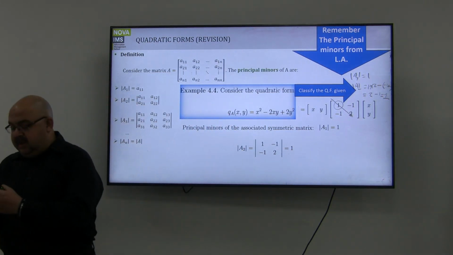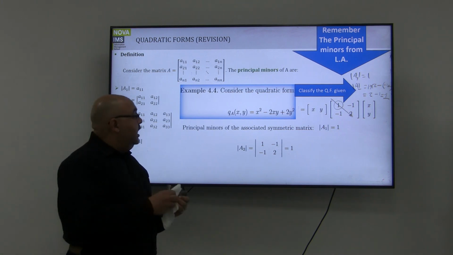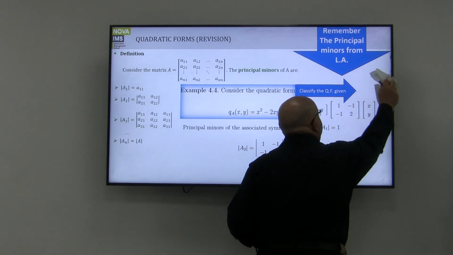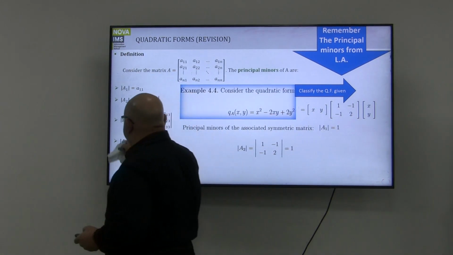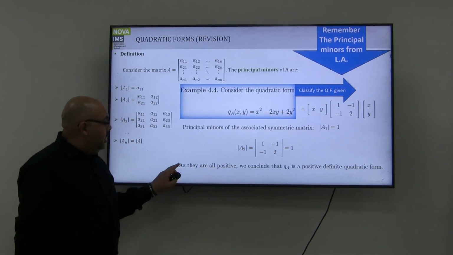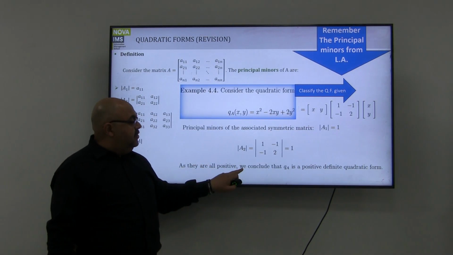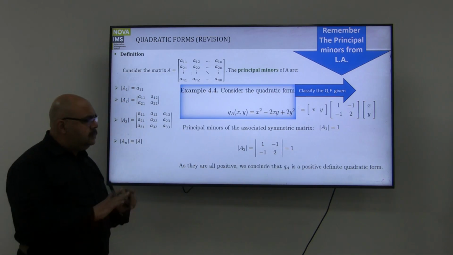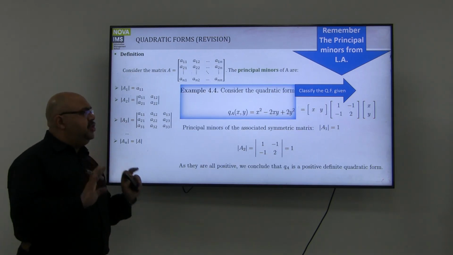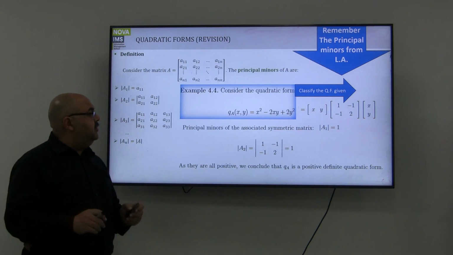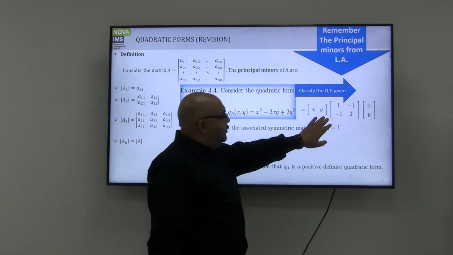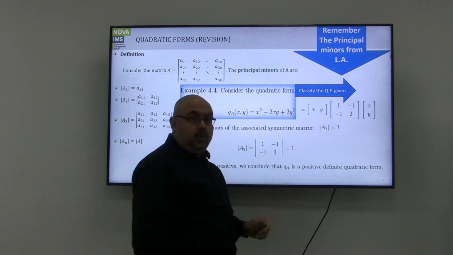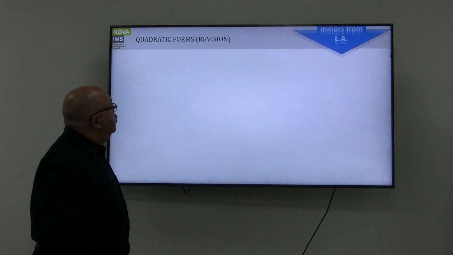Since both of them are positive values, it's a positive definite quadratic form. Here I've classified the type of the quadratic form. So once more, as they are all positive, we conclude that the quadratic form is positive definite, as you can see. It's really very simple, direct steps, there is no problem whatsoever. So first of all, get your quadratic form, get the principal minors, compare, and classify according to our classification. Let's do it once more.